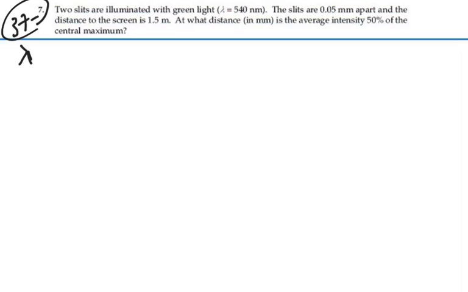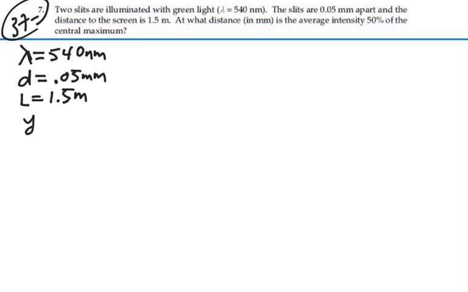So we have a wavelength of light of 540 nanometers. We're told that the slit distance is 0.05 millimeters, and the distance to the screen is 1.5 meters. And we basically want to find y.